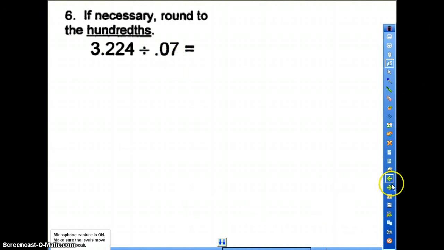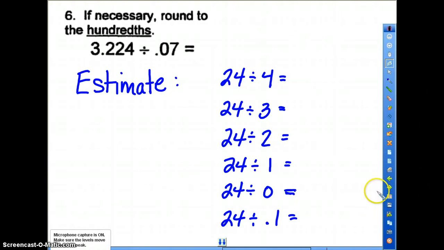And before I start, I want to estimate what my answer is. Okay? So forget about this problem for a minute. Take a look at what I've got going here. Help me work these out. What's 24 divided by 4? Yep, the answer's 6. What's 24 divided by 3? Okay. What's 24 divided by 2? What's 24 divided by 1?